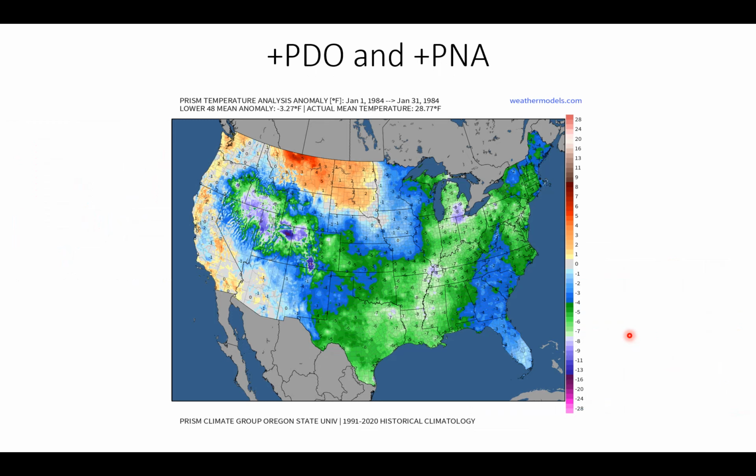Let's combine some things now and look at temperature anomalies for the United States. When we get a positive PDO along with a positive PNA pattern, this is January of 84, and look how below normal temperatures were all the way down to the deep south and the eastern U.S. We did see with that positive PDO warmer than normal water temps off the west coast of the United States, and we saw slightly above normal temperatures along the west coast.